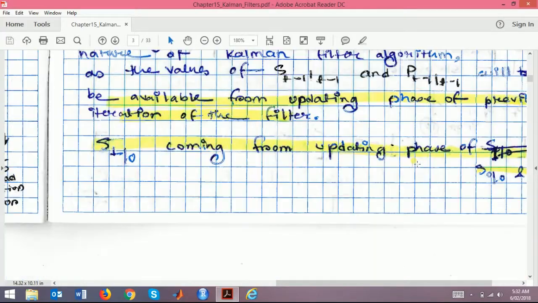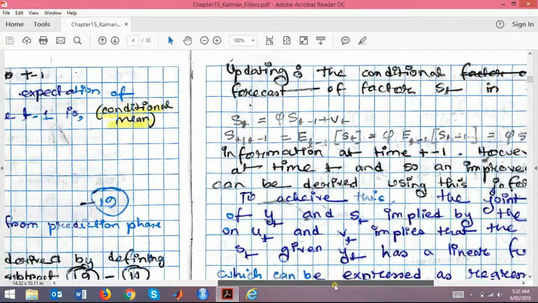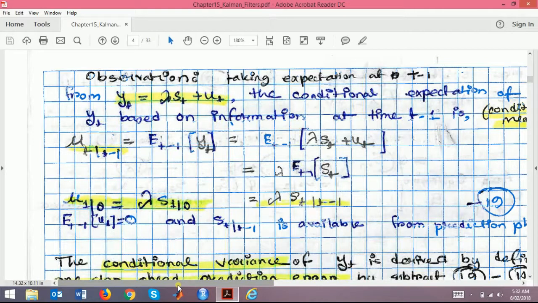Okay, and then the conditional mean, using the previous mean. So we have done the updating and prediction phases, and then we are observing. The observation phase is now turning on in the algorithm, and in the observation phase the conditional mean, which is mu1|0, equals lambda S1|0, simply multiplied by lambda, and the prediction error now is y.